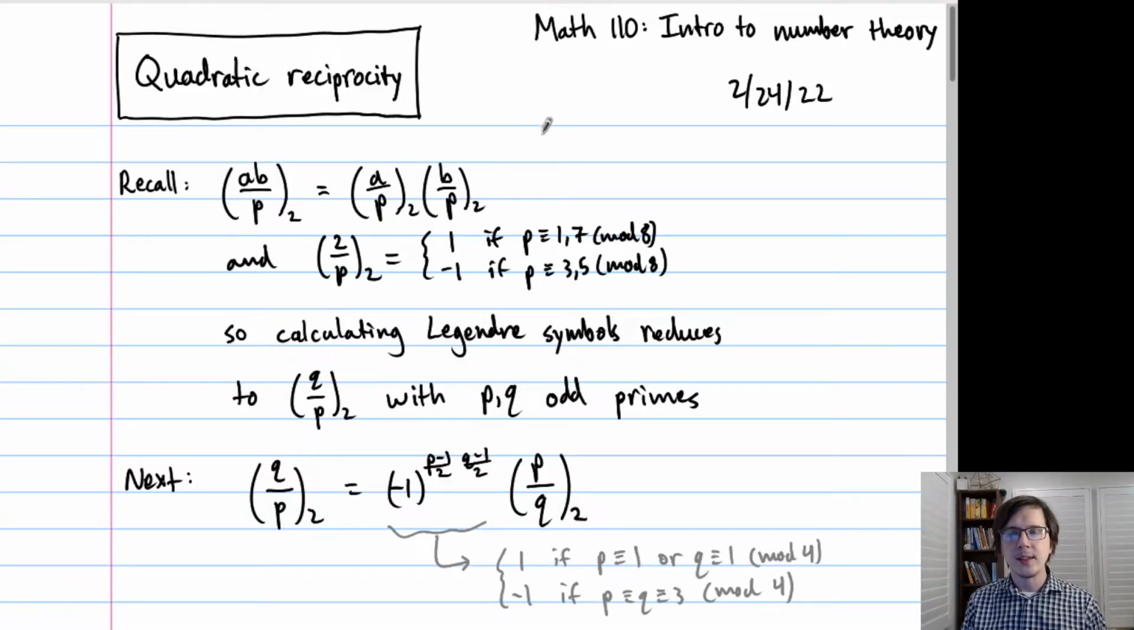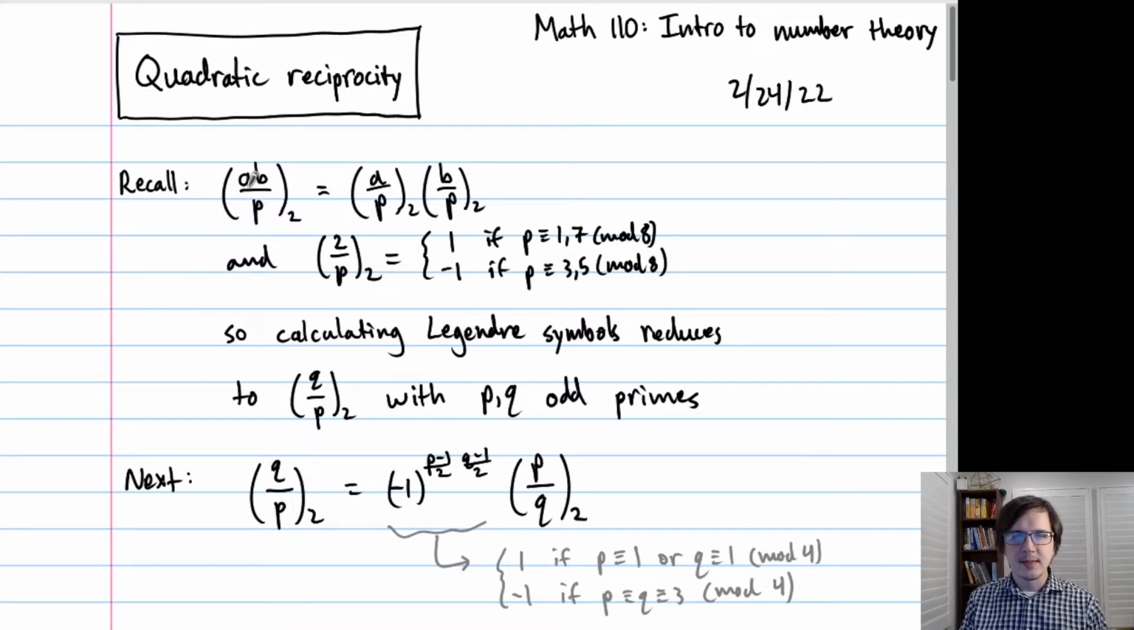Welcome back to Math 110, Intro to Number Theory. In this lecture video, we're going to finally talk about quadratic reciprocity, which we were building up to in the previous video about Gauss's lemma. So first, let's recall some properties to remotivate one reason why we might care about this quadratic reciprocity law.